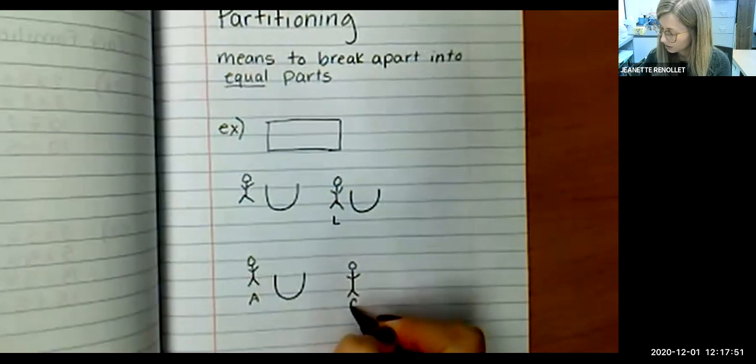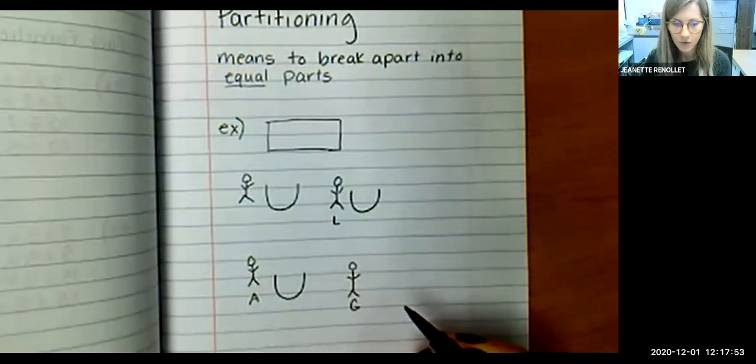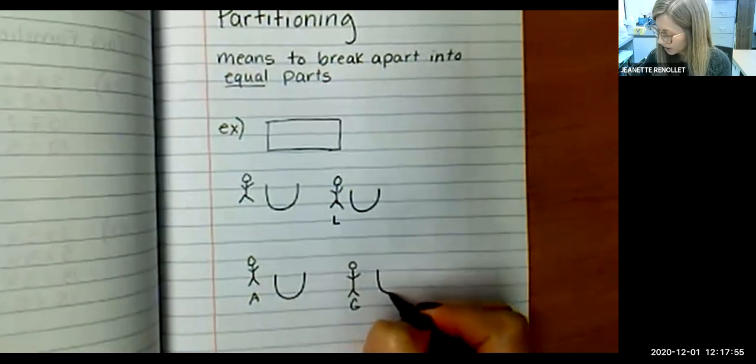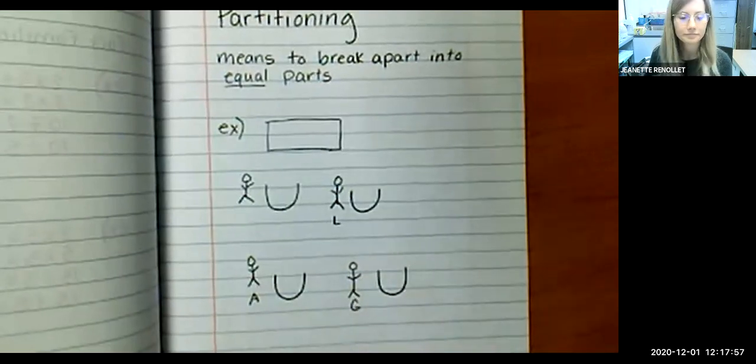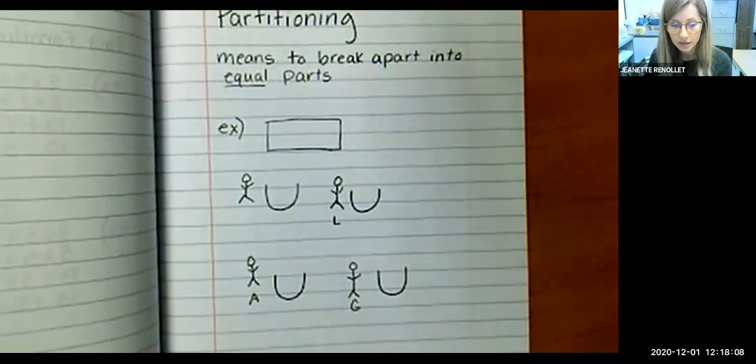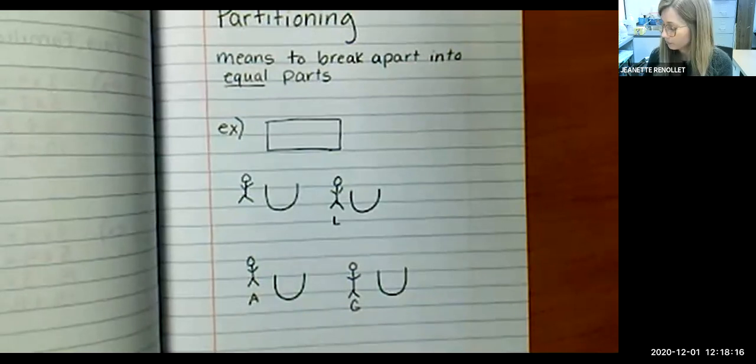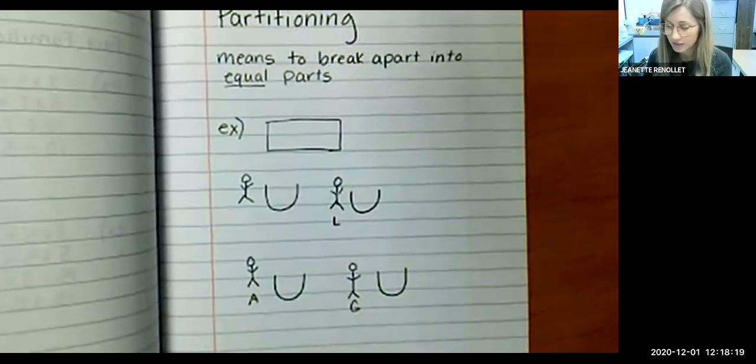And this will be Gloria. G for Gloria. Let's put a bucket next to Gloria. So I'm having a party with Landon and Angela and Gloria. We're all there and we have a pan of brownies and we want to partition. We want to divide the brownies equally because I don't need any more brownies. We've got to share them equally.